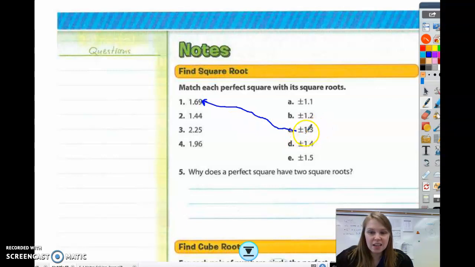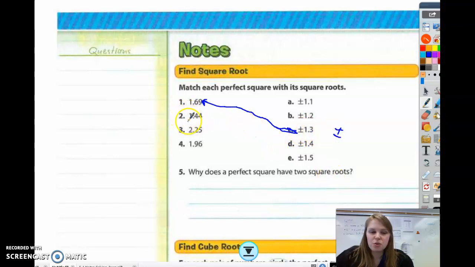If you take negative 1.3 times negative 1.3, you still get this answer. So what this is saying is the square root of this, the answer could be positive or it could be negative. So we write that as an either or. We could say positive or negative, either one.